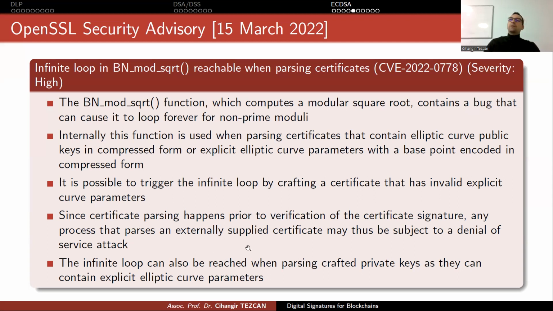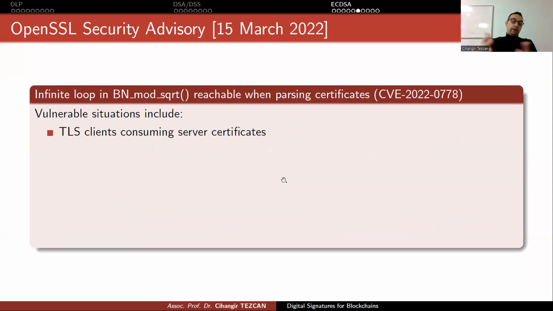So this is what happens to a server. You send a certificate with elliptic curve domain parameters or keys, and there you actually use wrong parameters. The server runs this function, but it goes into an infinite loop. So you're actually exhausting the server, because it's running its CPU cycles for unnecessary stuff.